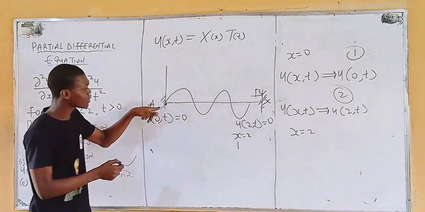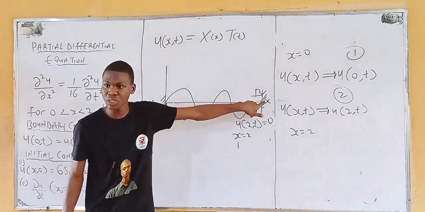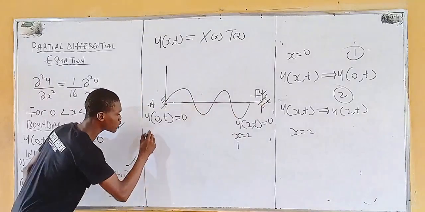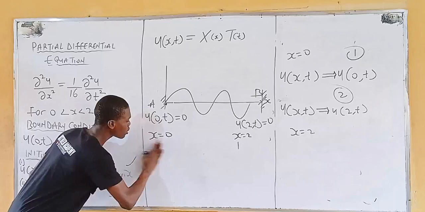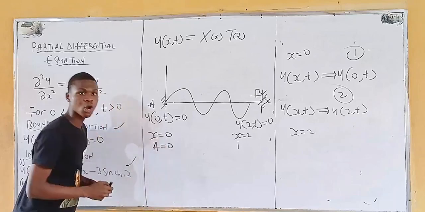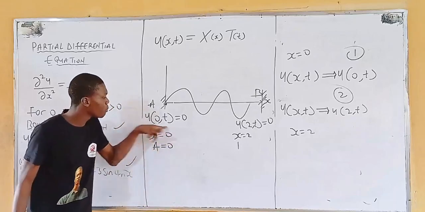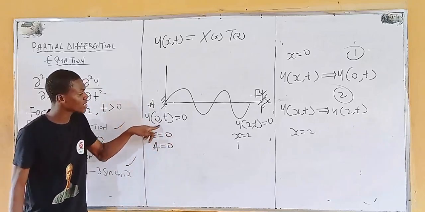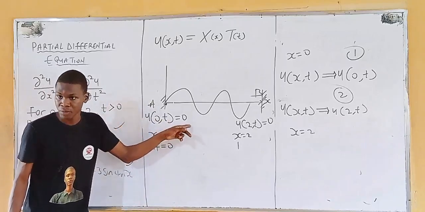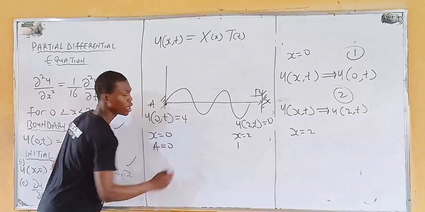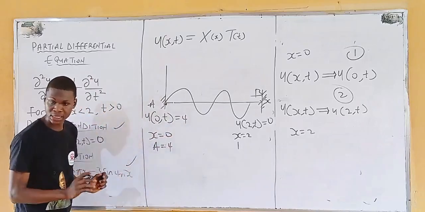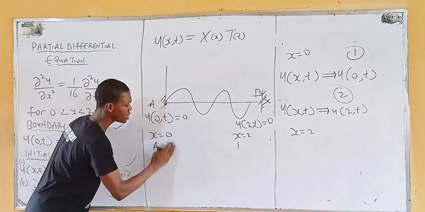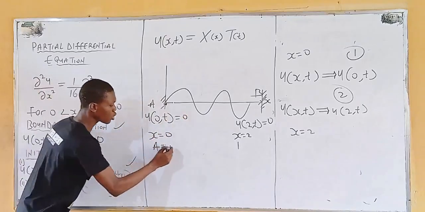If x equals 2, what does it mean? We've represented this place as A. We've also represented this one as B. So for this one, I'm saying x equals 0, I also have A equals 0. Why am I having A equals 0? From the boundary condition, we've been told that it is equated to 0. Let's say this was 4. Meaning when x equals 0, A equals 4. Are you getting it? But back to the question, I'm having 0. Meaning when x equals 0, A equals 0.